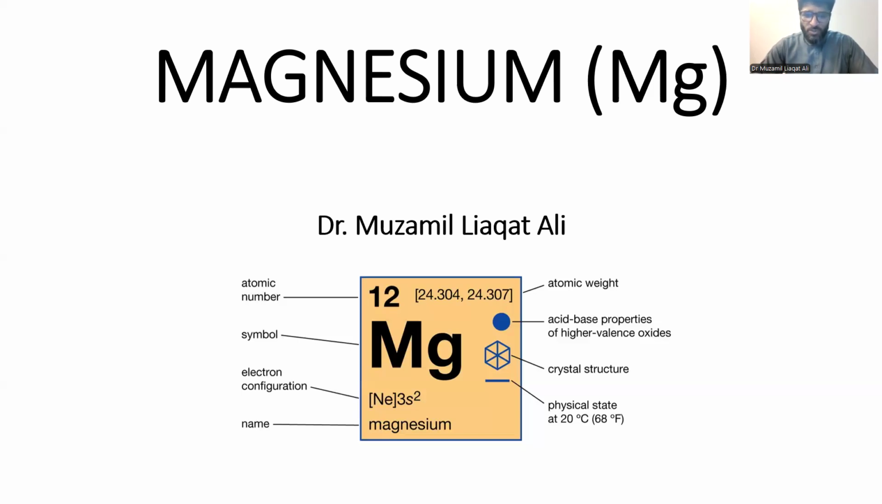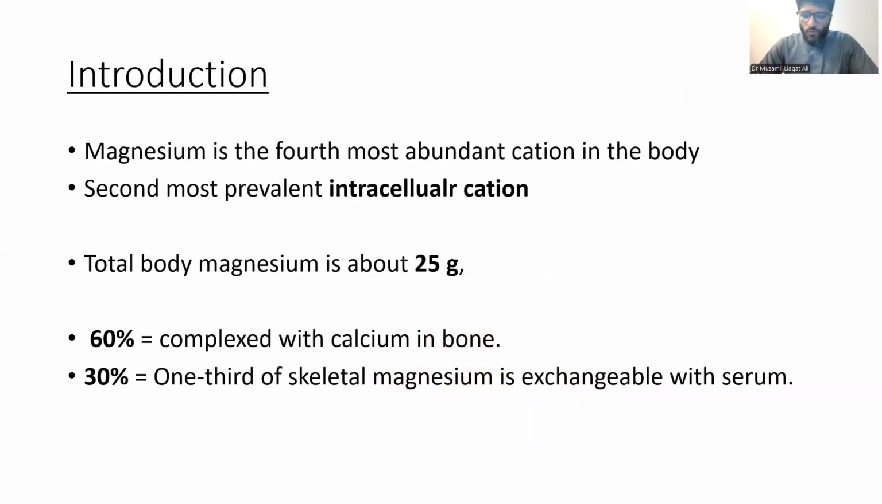So let's begin with the body distribution of this pretty mineral, or electrolyte. Magnesium is the fourth most abundant cation in the body and the second most prevalent intracellular cation after potassium. The total body magnesium content is about 25 grams. This is distributed as follows. 60% is complexed with calcium in the bones, where it contributes to the bone structure and serves as a reservoir. One third of the skeletal magnesium is exchangeable with the serum, meaning it can be mobilized when needed. The remainder is found in the soft tissues and intracellular fluid.